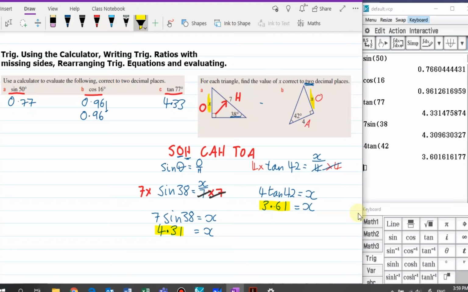All right, gang. I hope that helps you out sorting out how to use the calculator to calculate trig function values, and also throwing a little bit of our algebra in there and how to set up our SOHCAHTOA and our trig equations.